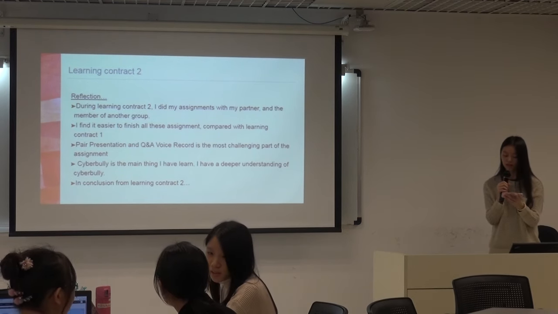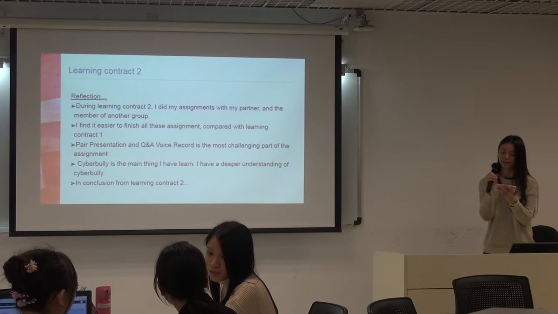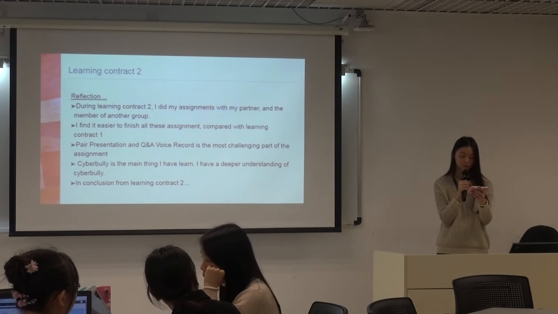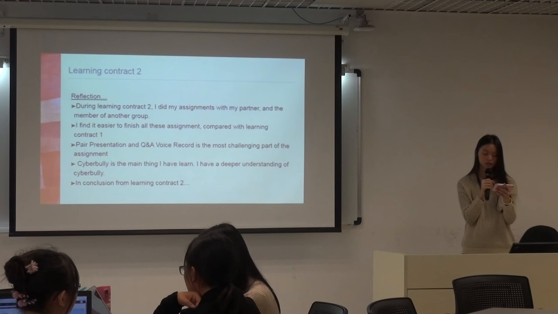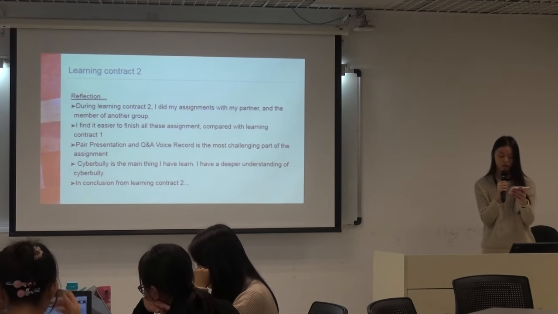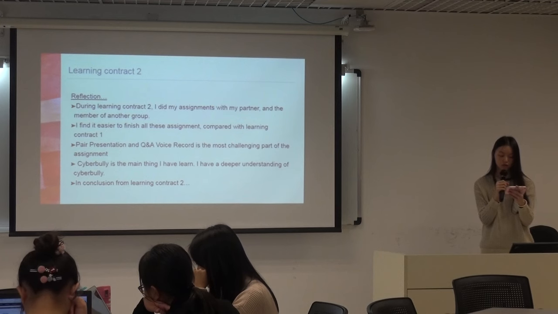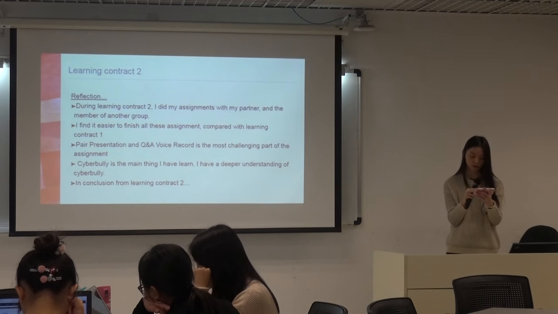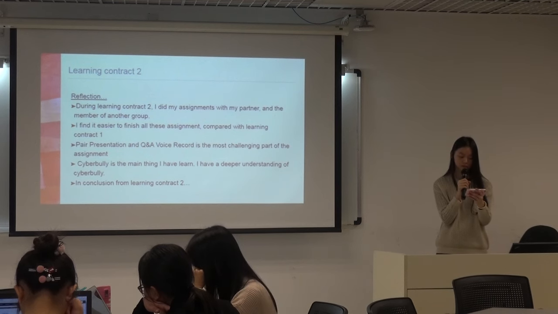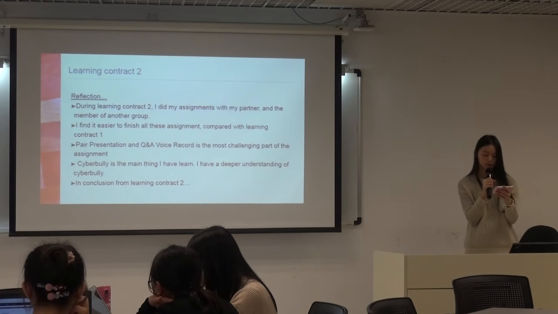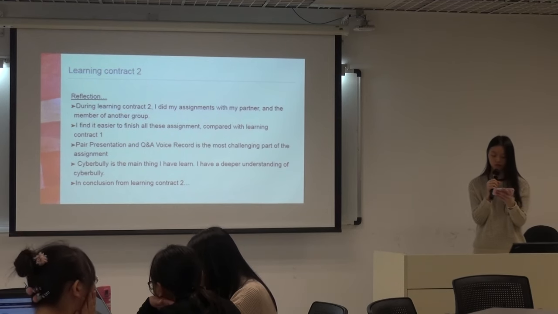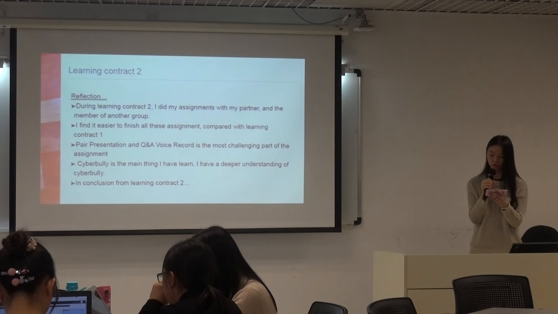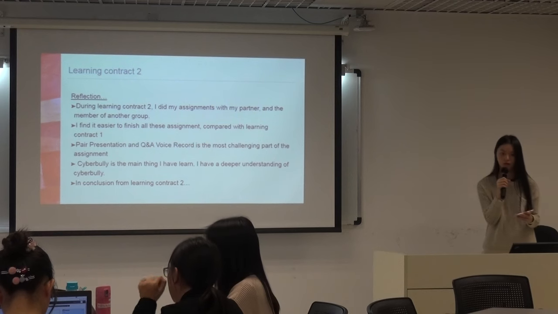But I learned that cyberbullying is the main thing that I have learned. I have a deeper understanding of cyberbullying. Cyberbullying can happen 24 hours a day, 7 days a week, and reach a person even when he or she is alone. And it can happen any time of the day or night. Cyberbullying is bullying that takes place using electronic technology. In conclusion, from learning contract 2, I have learned how to have teamwork with others and learned the issue of cyberbullying.